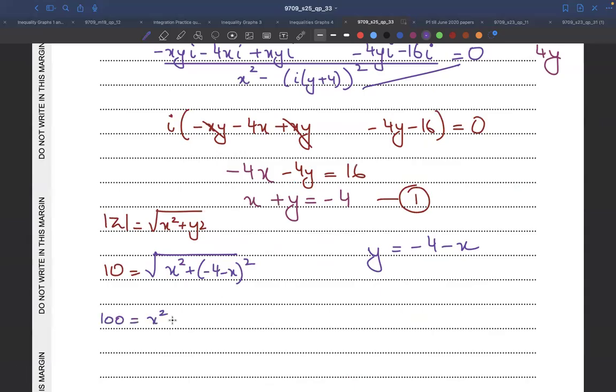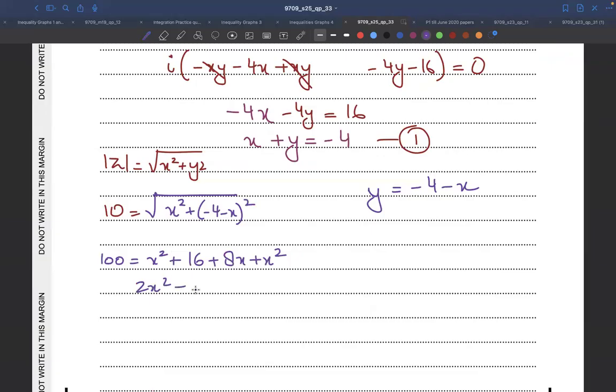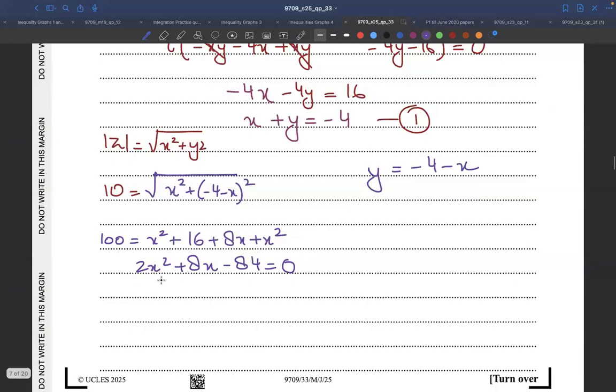And the expansion of this is the same as a square plus 2ab plus b square. So this will be 16 plus 8x plus x squared. So x squared plus x squared will become 2x squared plus 8x, and 16 minus 100 will become minus 84 equals to 0. Dividing the whole equation by 2, this will become x squared plus 4x minus 42 equals to 0. And now, well, we have to solve it quadratically to find the value of x and y.